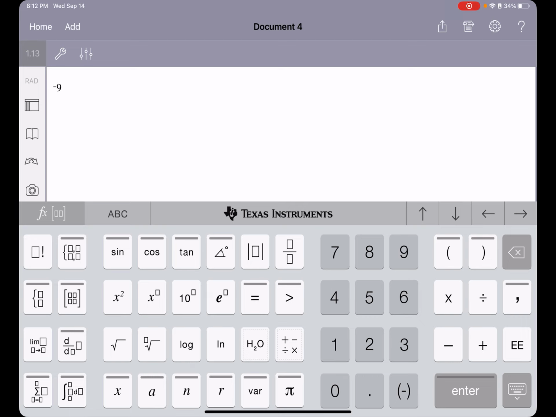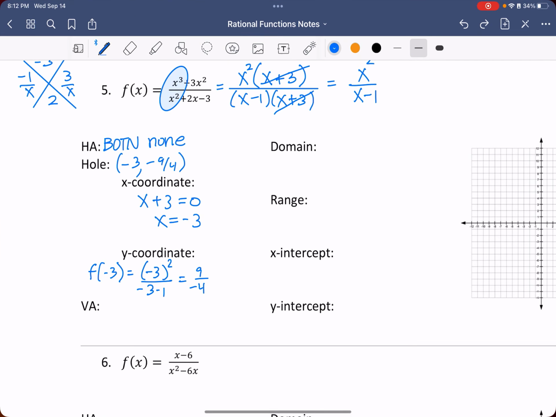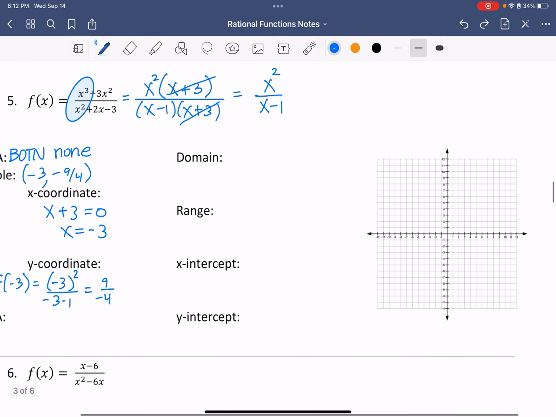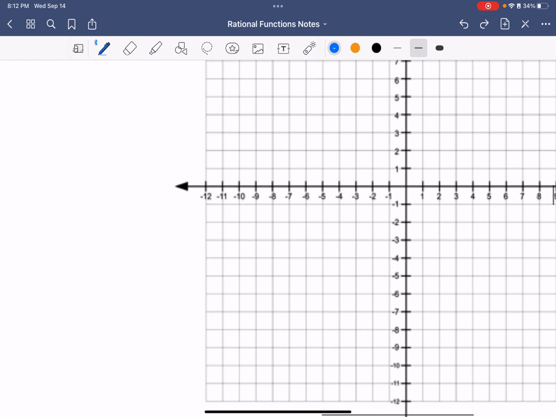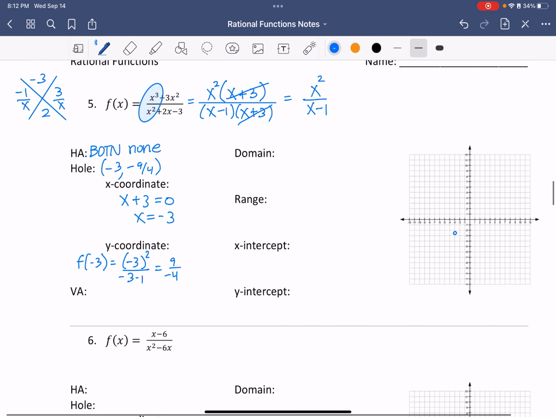-9/4 as a decimal is approximately -2.25. I do want you to keep your answer in fraction form, but it does help you to know that it's about -2.25 when you're graphing it. So -3 and -2.25. So somewhere right here, there is going to be a hole on your graph.